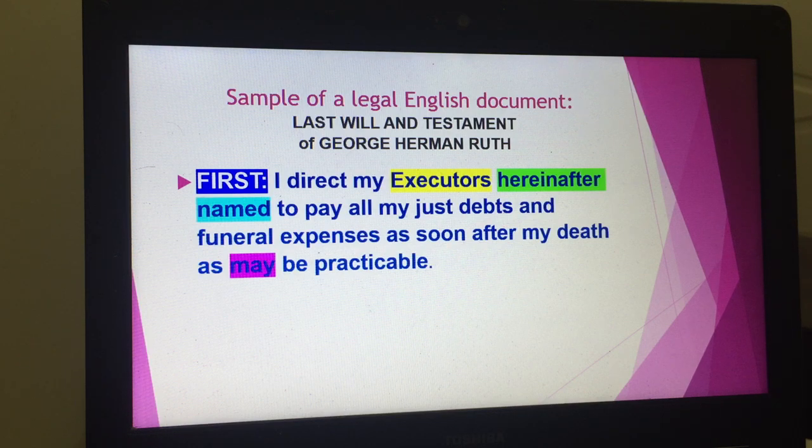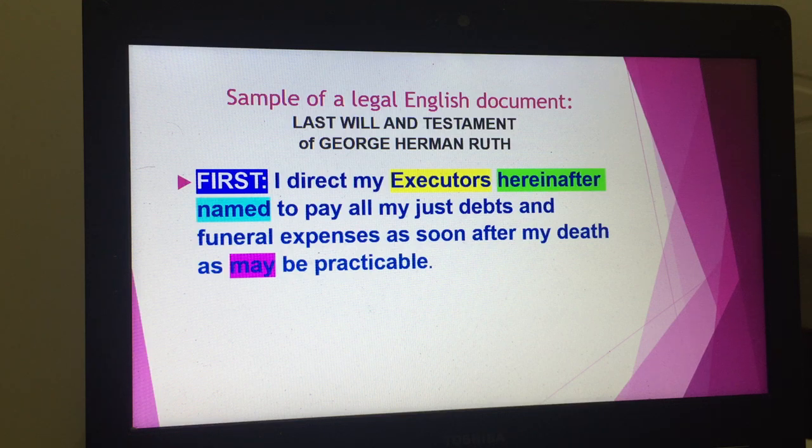And they will do that as soon after my death as may be practicable. So they will pay all these as soon after my death. Immediately after my death, they will pay these debts and expenses, funeral expenses, as may be practical. Now here, as means whenever it's practical. As soon as it's practical for them.